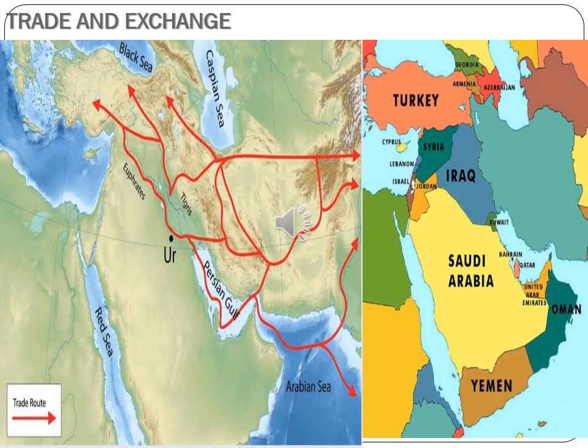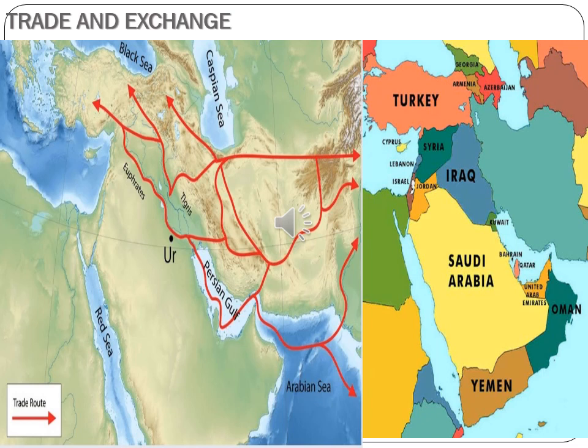Trade and exchange. The Harappans had a close trade link with the Mesopotamians. Can you remember the Mesopotamian civilization? Yeah, four kingdoms. What are they? Yeah, Sumerian, Akkadian, then Babylonian, then Assyrians. Just remember the Akkadian. Can you remember the king, Sargon of Akkad?